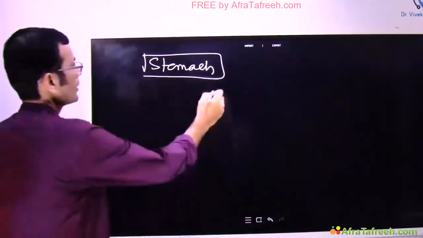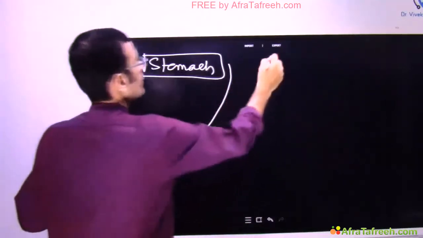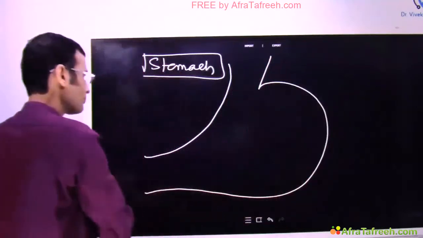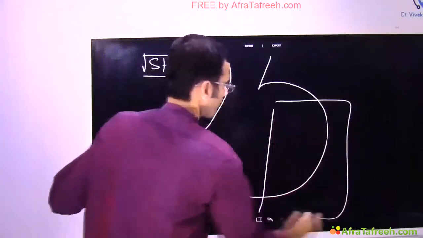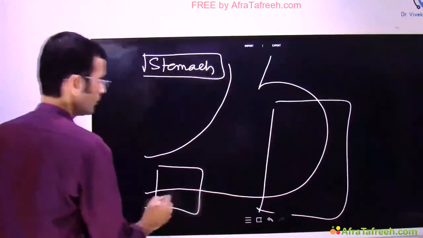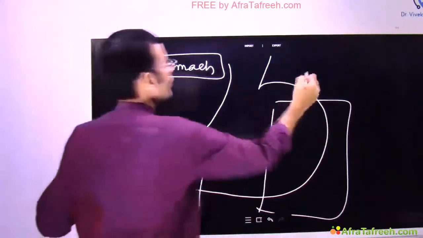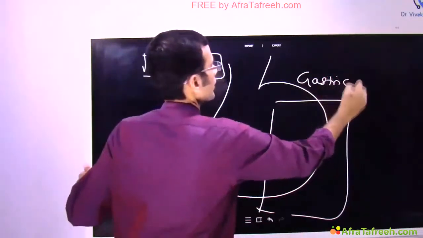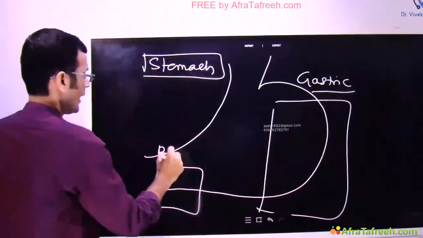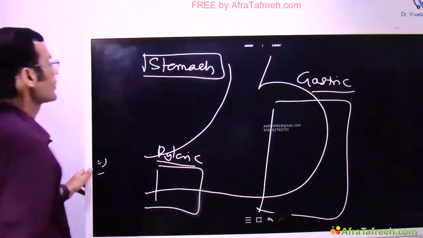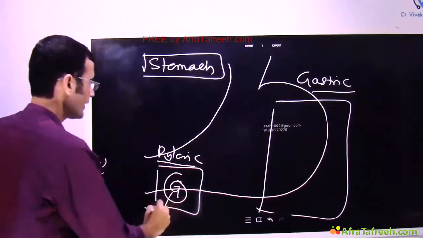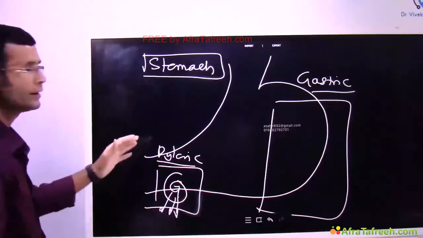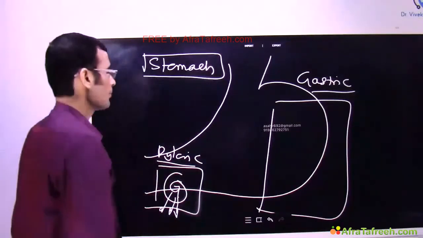Stomach. Let's see the cells of the stomach and the secretion. There are gastric glands and pyloric glands. The pyloric glands have G cells which secrete gastrin. So we already have done that part.